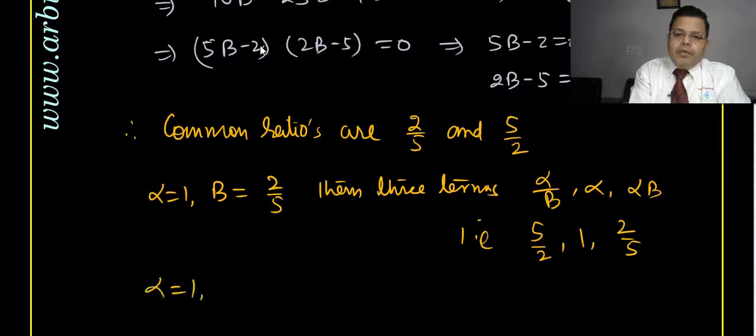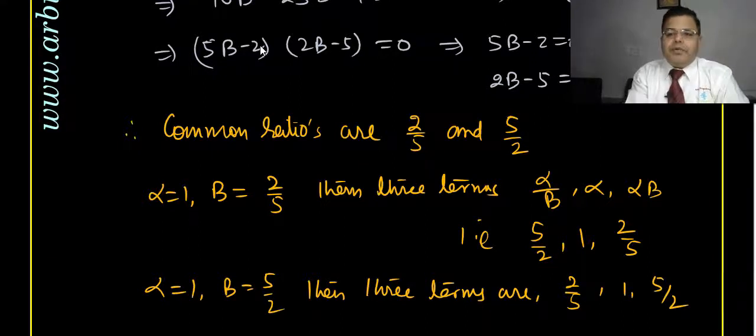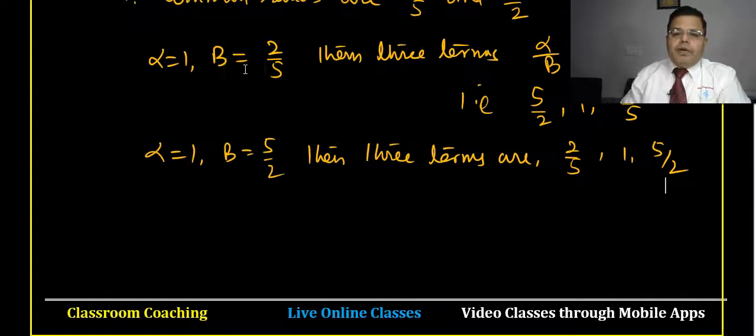When alpha is 1 and beta is 5 by 2, then the three terms are 1, 2 by 5, and 2 by 5, 1 and 5 by 2. So the order will just change, nothing else. I hope you got it. Both of them are answers, so you can write it because the terms are like this. The first term is different here, so you need to write both the answers, right? Okay, I hope you got it.